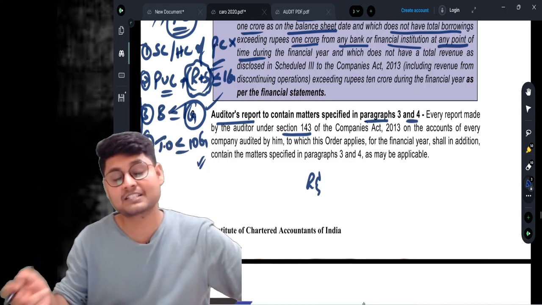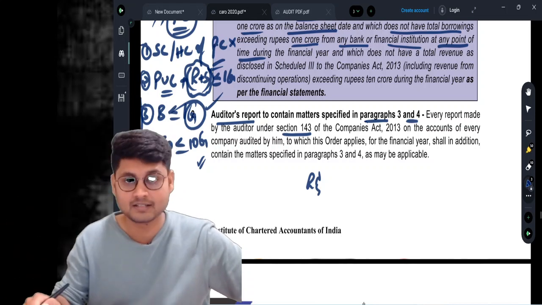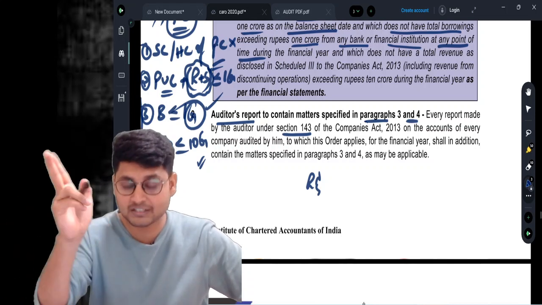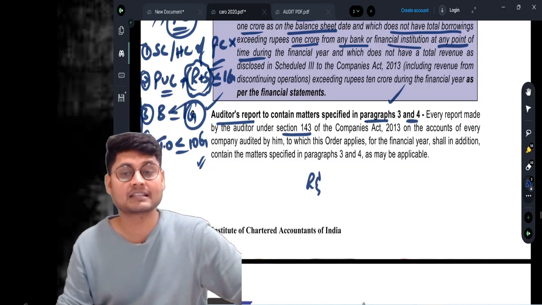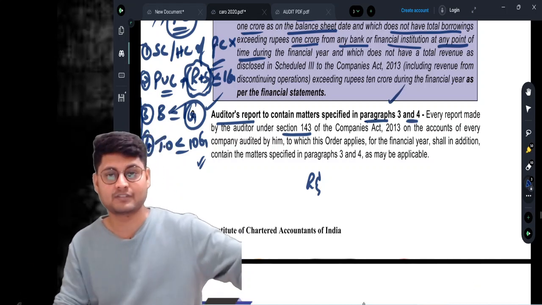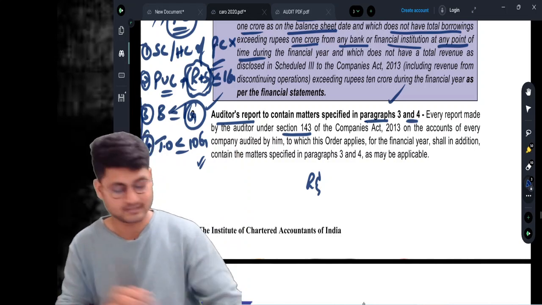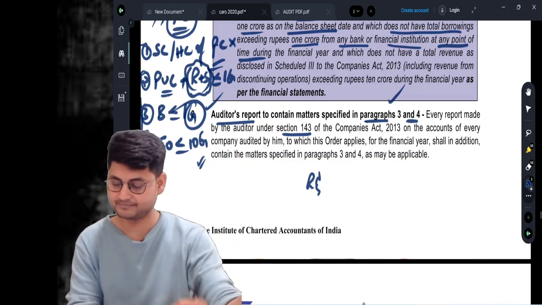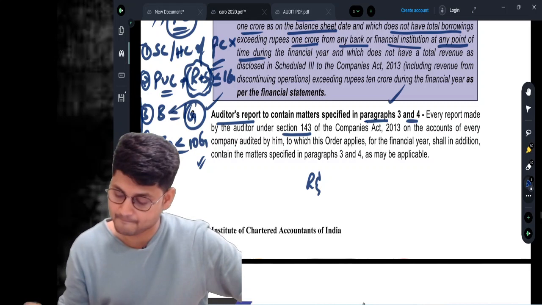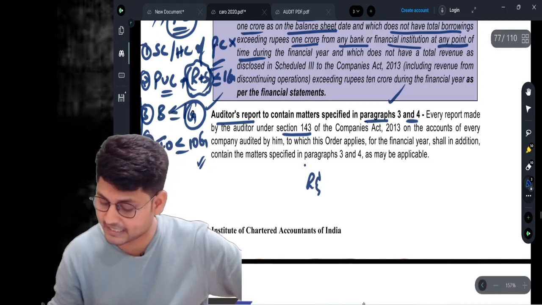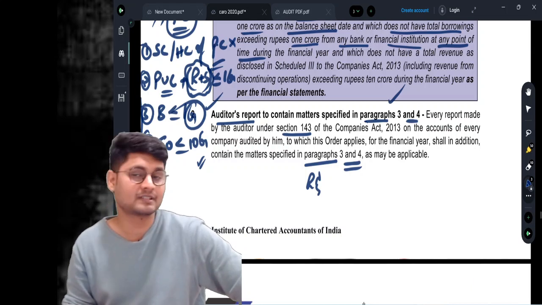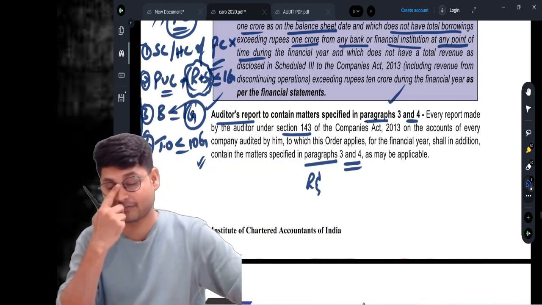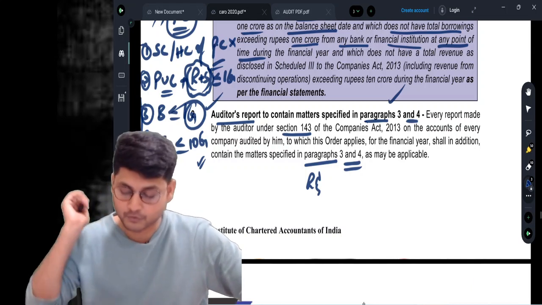As per section 143 subsection 11, and in paragraph number 2 of that order, it says matters to be reported which are there in paragraph number 3 and paragraph number 4. So it is just a time pass paragraph. We just need to see paragraph number 3 and paragraph number 4.